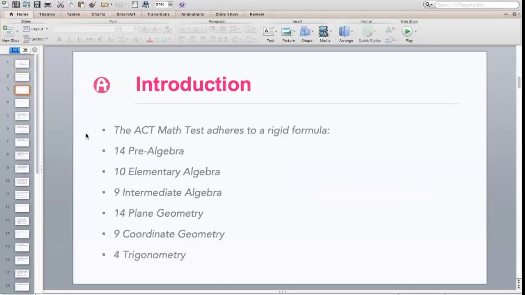Unlike the SAT, which sort of has 35% of this subject, the ACT is far more rigid in its formula and in its composition. There are 14 pre-algebra questions, 10 elementary algebra questions, 9 intermediate algebra questions, 14 with plane geometry, 9 dealing with coordinate geometry, and 4 trig questions.